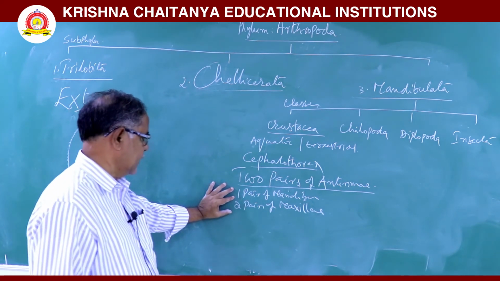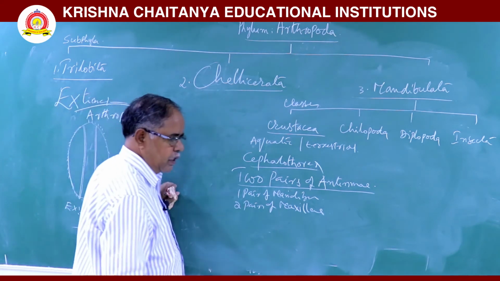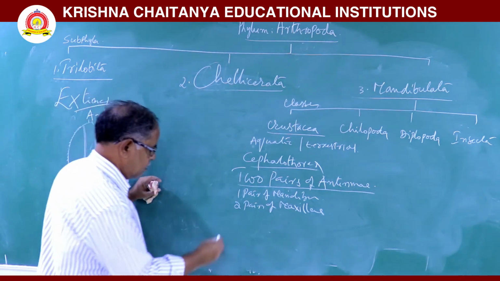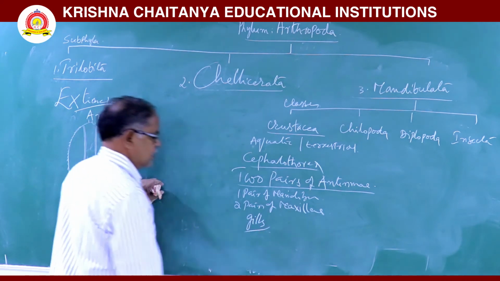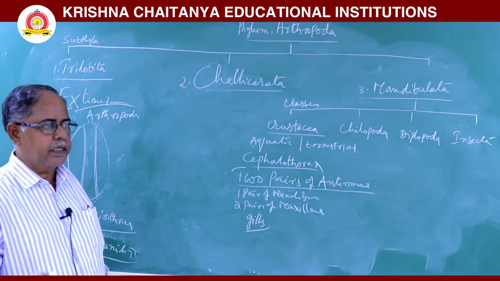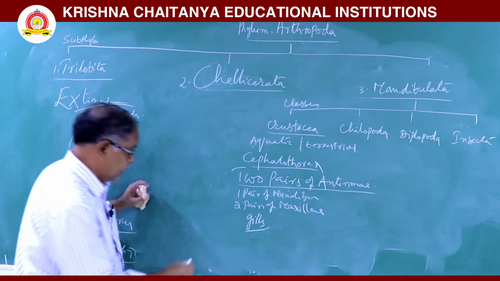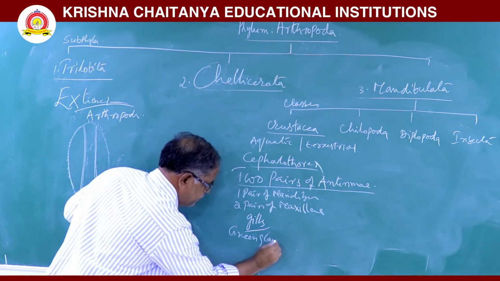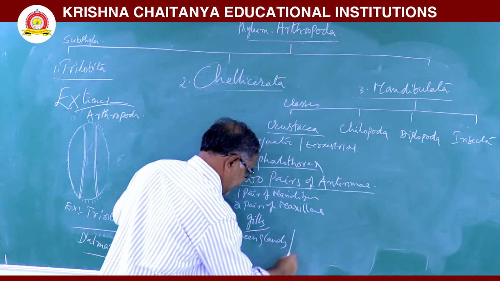In these animals, the respiratory organs are gills. Next, excretory organs are green glands, or antennary glands.